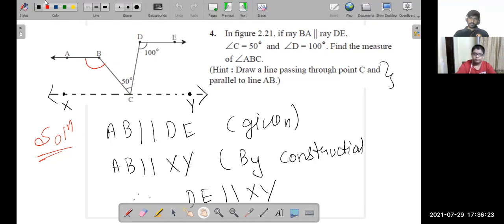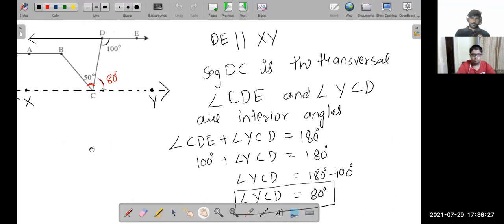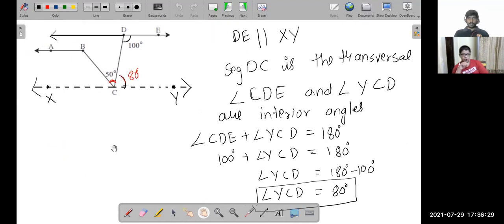Sir, second part. This is the second part. Second part is finding angle YCD, that is this one, 80 degrees.